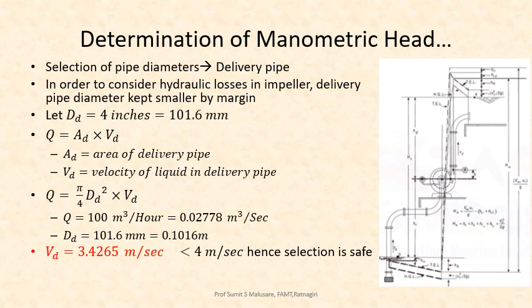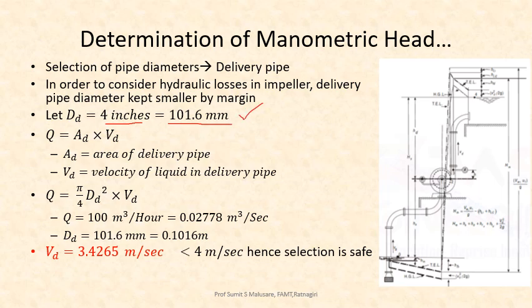Next, determination of the delivery pipe. In order to consider the hydraulic losses in the impeller and the delivery pipe, the diameter of the delivery pipe has to be kept somewhat smaller. It means that there are velocity losses. So in order to consider those losses in the pressure, we have to consider a pipe diameter somewhat smaller than the suction pipe diameter. We have considered the diameter of the suction pipe as 4.5 inch, so somewhat smaller: I have considered here the diameter of the delivery pipe as 4 inches, that is nothing but 101.6 mm.